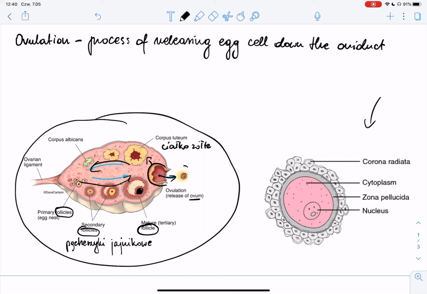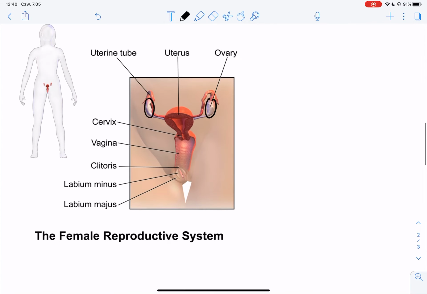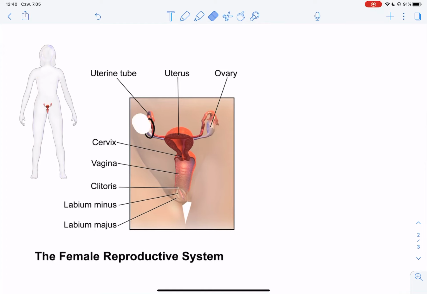So here we have the egg cell, and let's go through its journey, what's happening further. Here we have the ovaries, and our egg cell is right here. It is being released to the oviduct, which also has a third name, uterine tube, but let's stick to the oviduct. And what is happening is it's traveling down the oviduct.